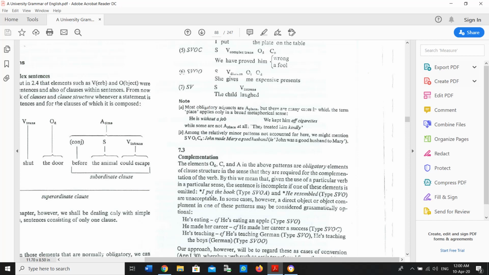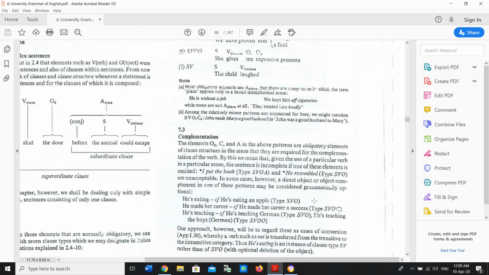So if I say "I put the book" and I keep silent, the listener, the hearer, will wonder what comes after. You put the book where? So something is missing here. "He resembled," and I keep silent. He resembled what? The meaning is not complete. So there are other obligatory elements that are missing from the sentence and need to be supplied.